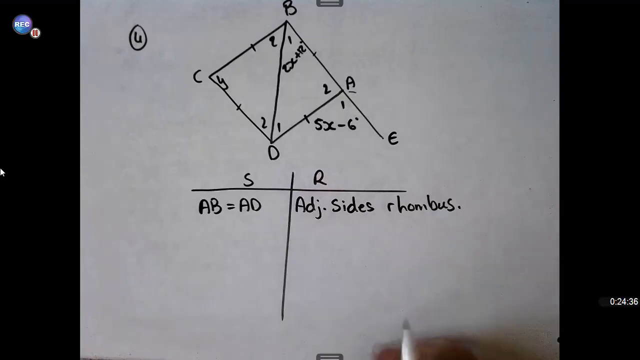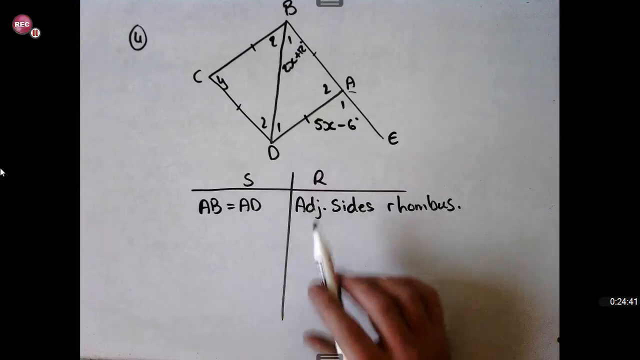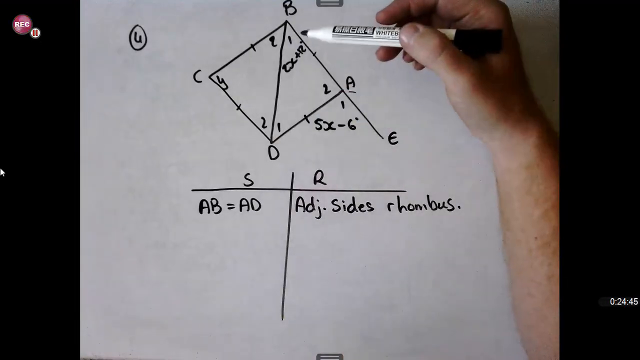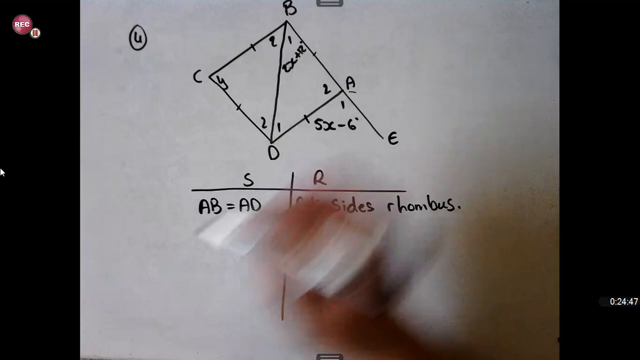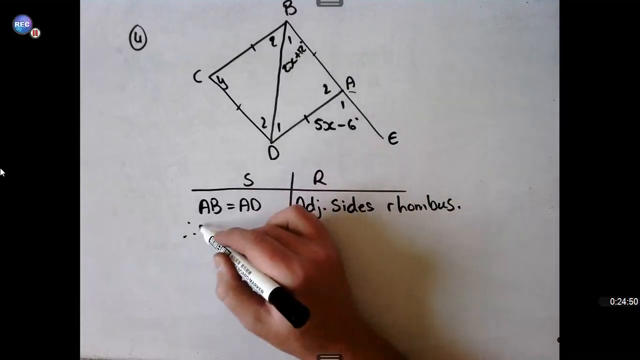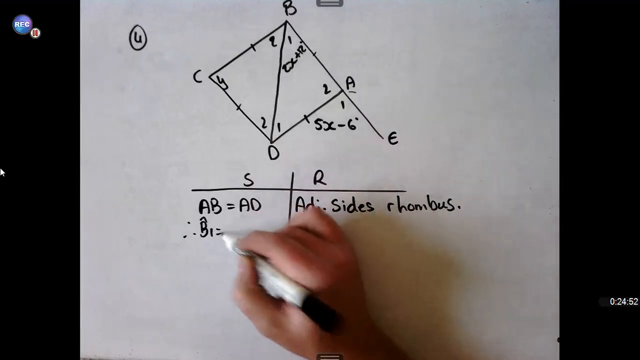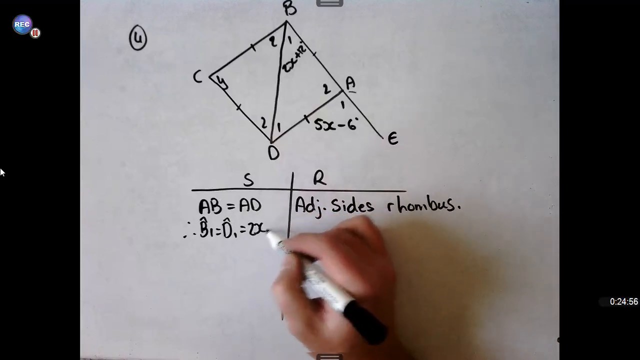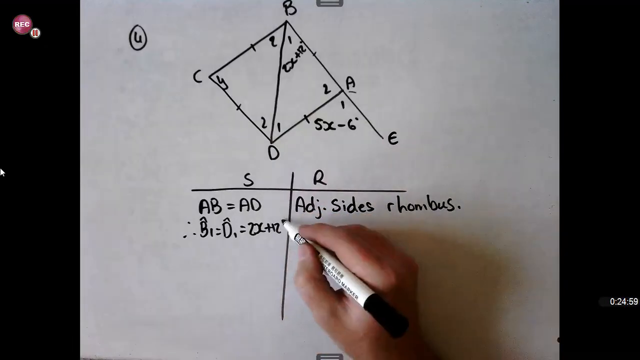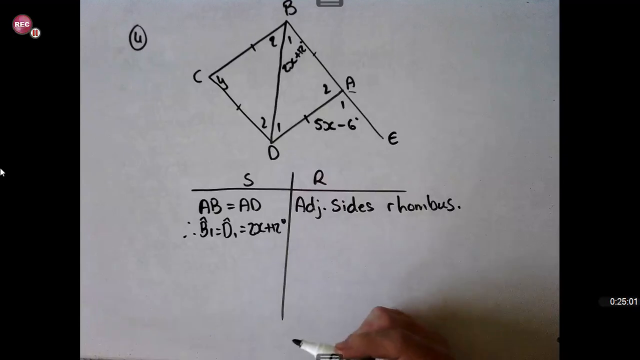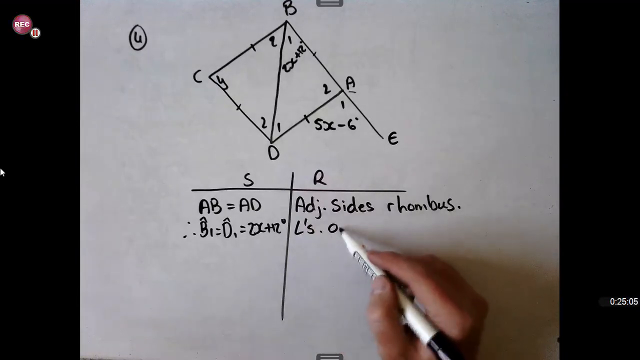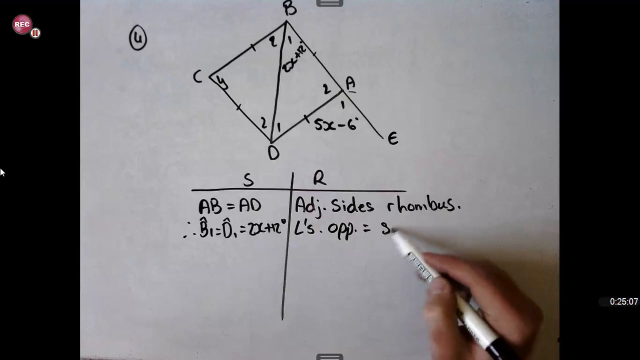Okay, all sorted. Now, because these are adjacent sides of a rhombus, angle B1 and angle D1 should be equal to one another. So angle B1 is equal to angle D1, which is equal to 2x plus 12. The reason they are equal is that they are angles opposite equal sides.